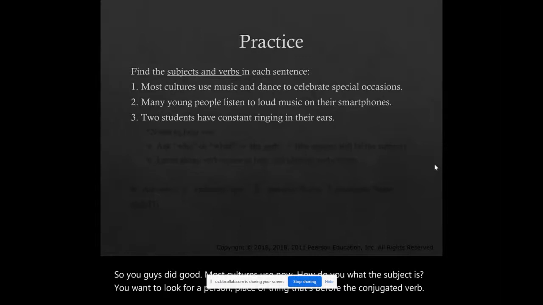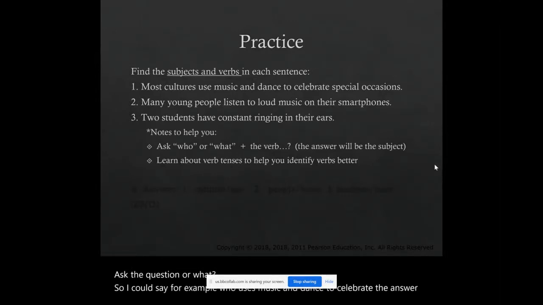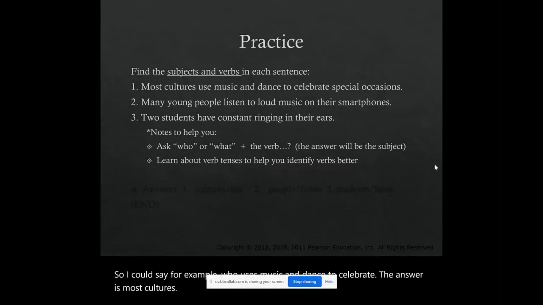And I wrote down some tips. You can ask the question who or what. So I could say, for example, who uses music and dance to celebrate? The answer is most cultures. Who or what uses music and dance to celebrate? The answer will be most cultures. So most cultures is the subject.